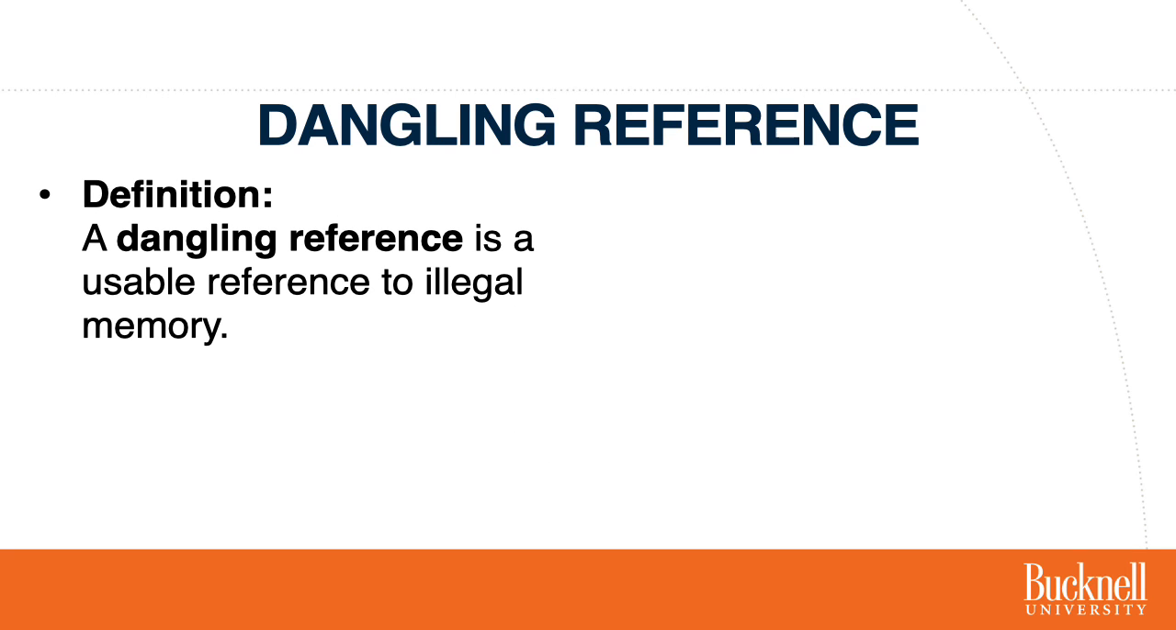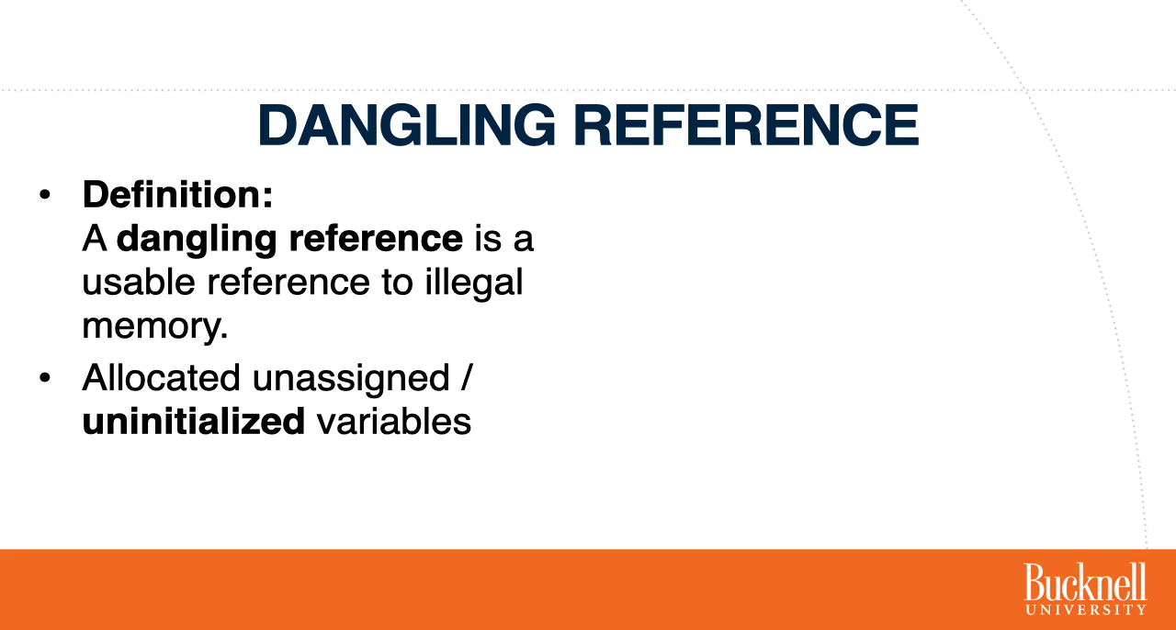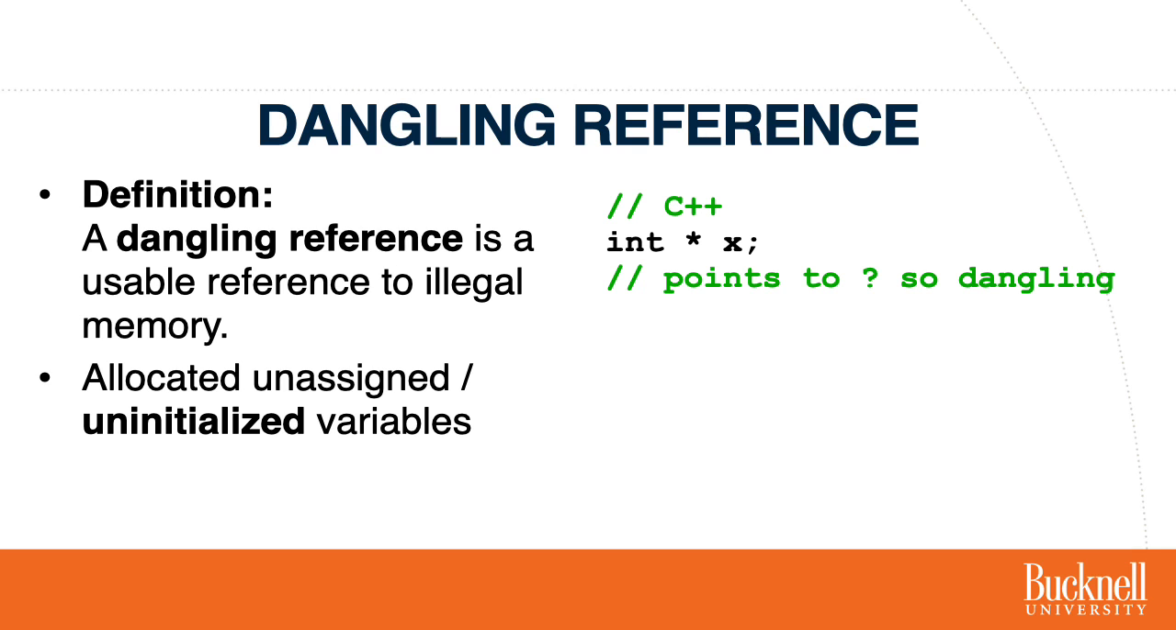A dangling reference is a usable reference to illegal memory. They occur when we have unallocated, unassigned, or uninitialized variables, such as in this example here, where we've created a pointer to an integer called x. However, we haven't used the new command yet, so it isn't really assigned space on the heap. It points to something, so it's dangling.